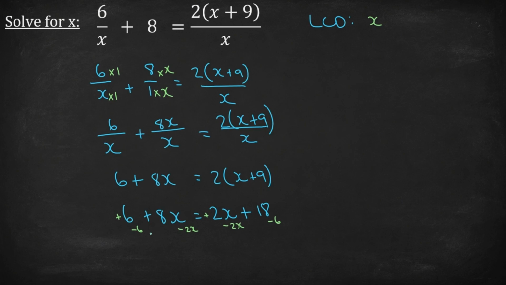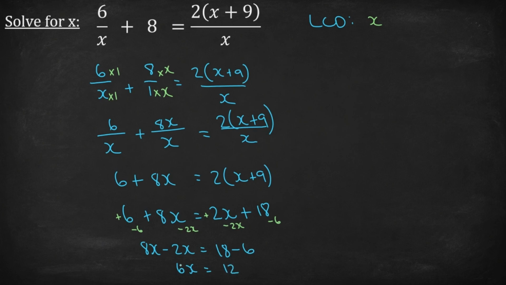So I'm going to rewrite this equation. 8x minus 2x equals 18 minus 6. Can you see that plus 6 minus 6 actually cancels, and here plus 2x minus 2x cancels. That's why you don't see those terms on either side of the equation. So all we need to do now is to combine all our like terms. 8x minus 2x equals 6x, equals, and 18 minus 6 is 12.